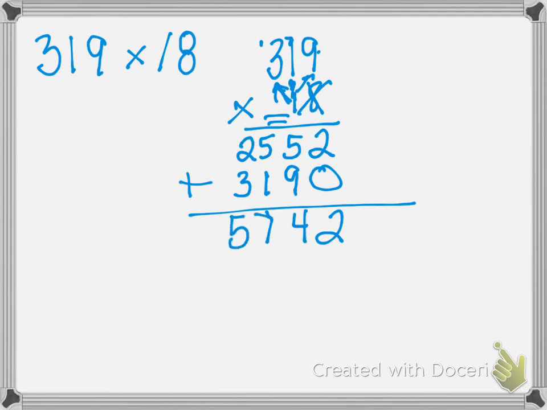So we went 2 plus 0 is 2. 5 plus 9 is 14, so I carried my 1 right there. 5 plus 1 is 7. And then 2 plus 3 is 5. And our product is 5,742.